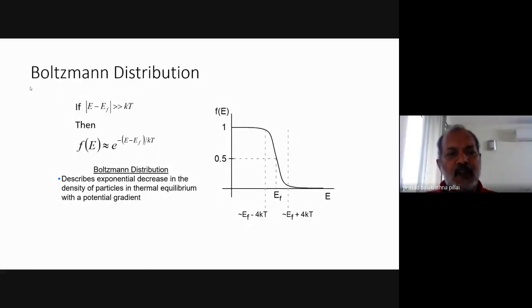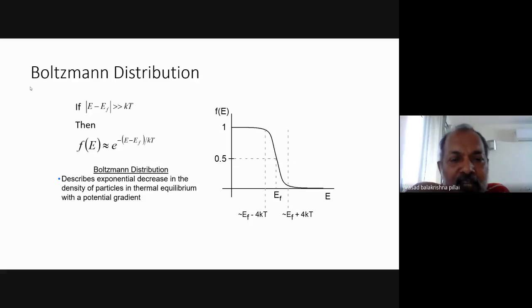So if E minus Ef is much larger, then mathematically you can see that the exponential factor can be written as f(E) equals e to the power minus (E minus Ef) by kT. This is nothing but the Boltzmann distribution law: the Fermi-Dirac distribution simplifies to the Maxwell-Boltzmann distribution when this condition is met. That means the number of higher energy states is more, and the number of electrons is less.